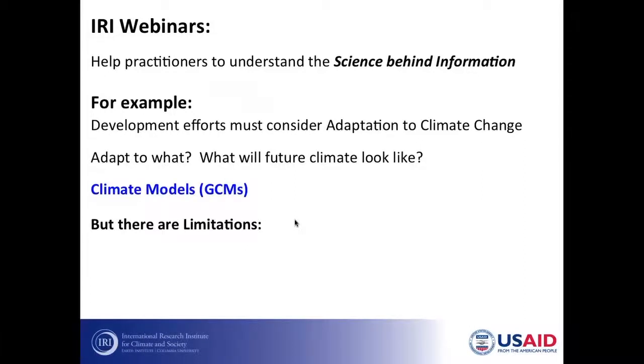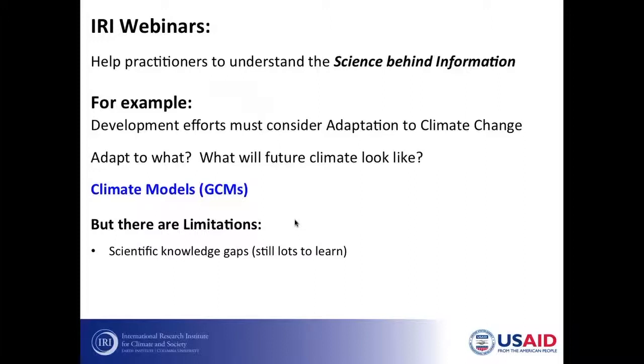Now, these are clearly the best models from the climate science community for projecting climate scenarios of the future, but they have limitations. Some of those limitations are related to scientific knowledge gaps.